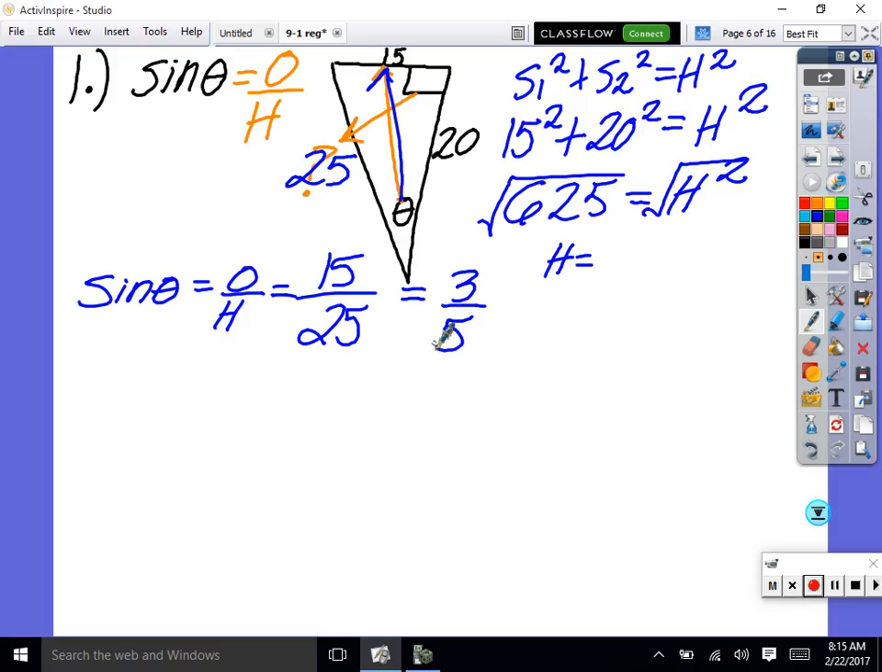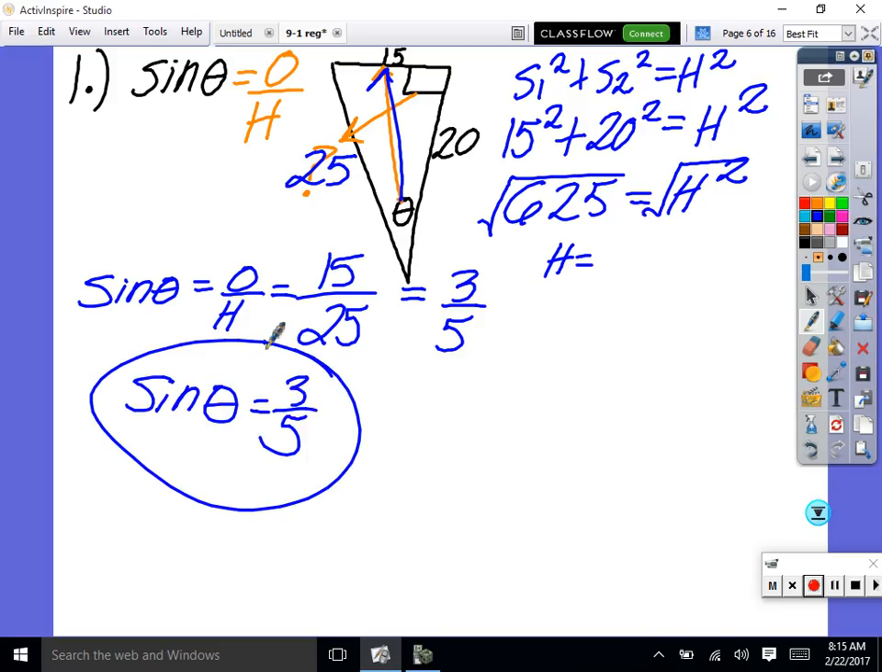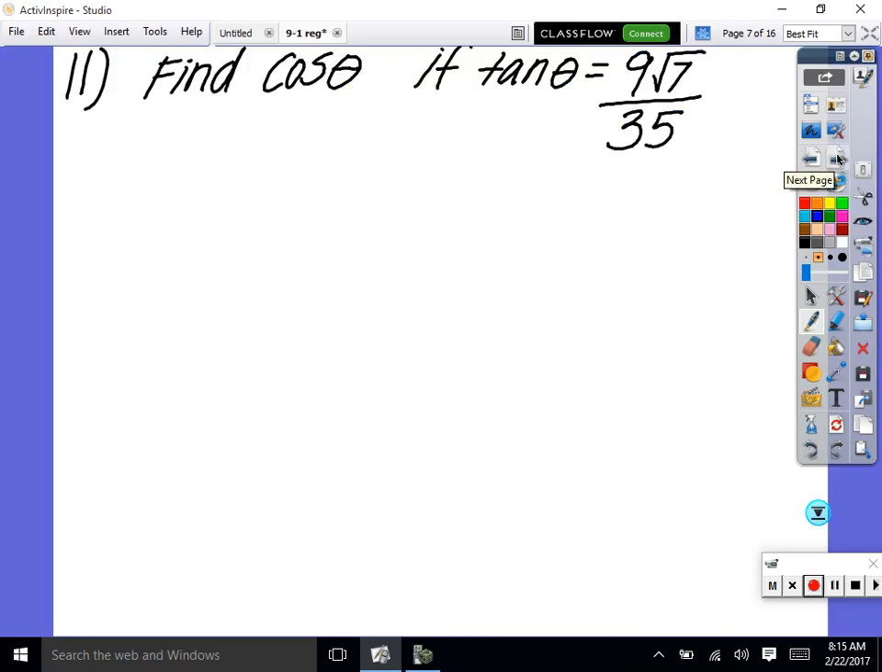So understand, you just found sine. You didn't find theta. That's not what it asked us to find. It said, what is sine of theta? Well, it's 3/5. So sine of theta is 3/5. Everybody understand? We're not finding theta. I didn't say to find theta. I said find sine. Sine is opposite over hypotenuse. That's it. Okay, let's do number 11.